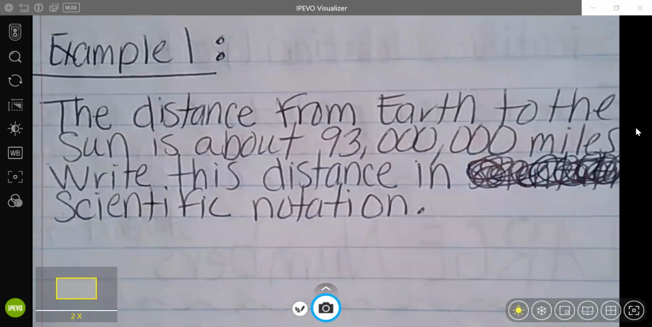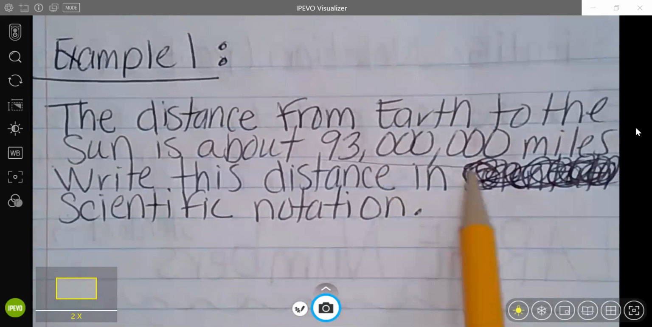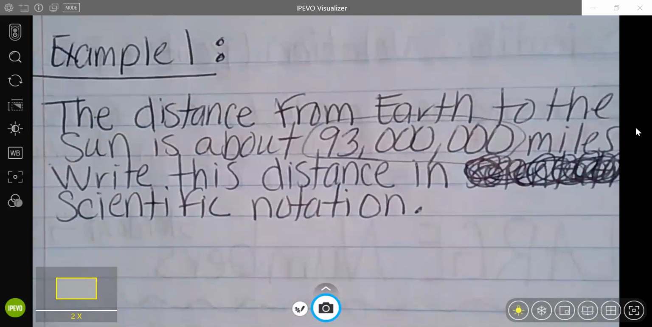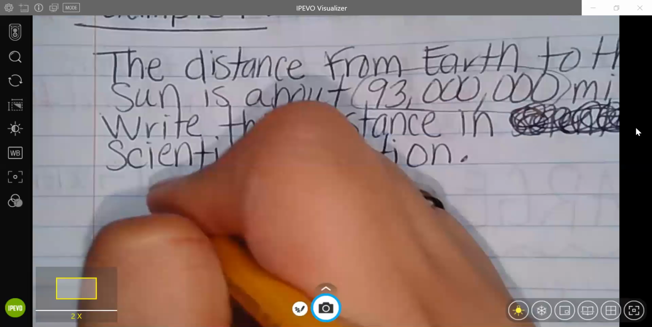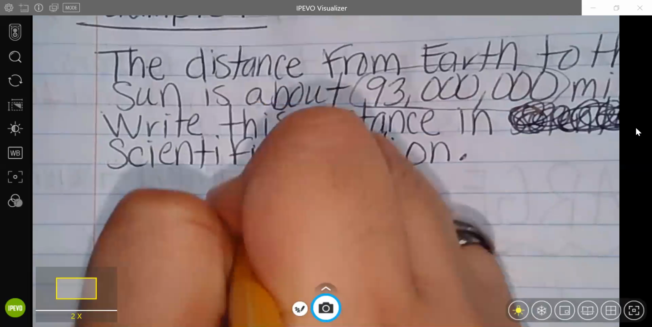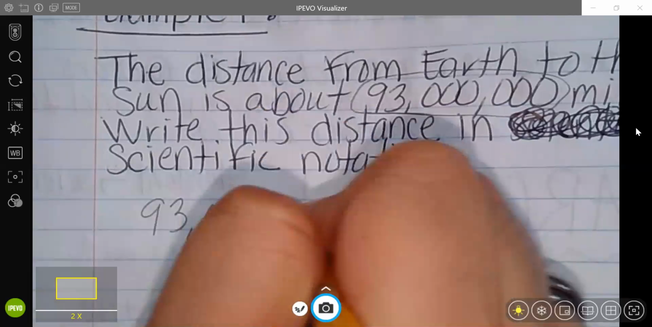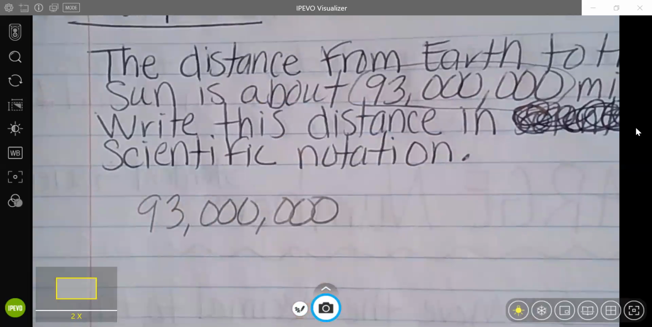Okay, so I'm actually gonna just take 93 million and I'm just gonna write that underneath so we can start working on it. 93 million. It's a lot of zeros. I wish that was in my bank account, but it's not, unfortunately.